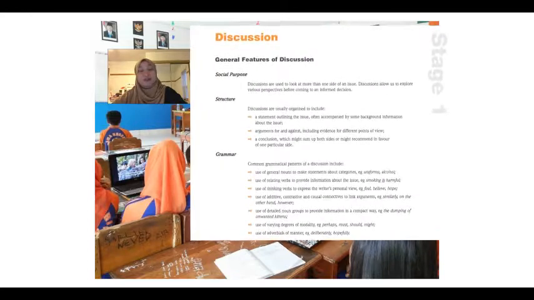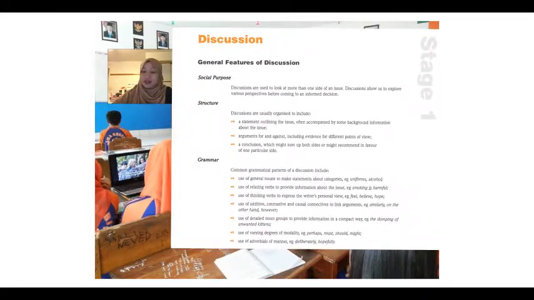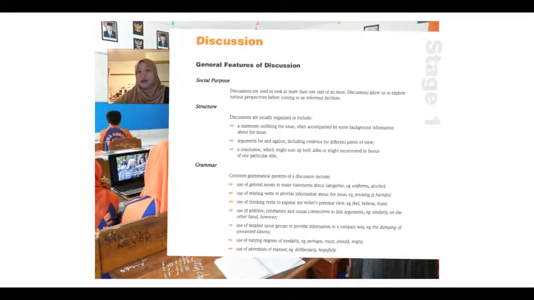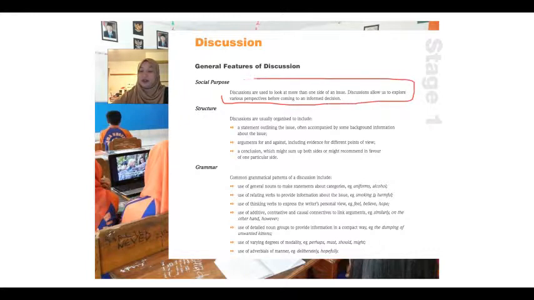As always, whatever the type of the text is, we need to understand the general features of it. These general features are the social purpose, the structure, and the grammar. What is the social purpose of discussion text? Let's read together. Discussions are used to look at more than one side of an issue. Discussions allow us to explore various perspectives before coming to an informed decision.